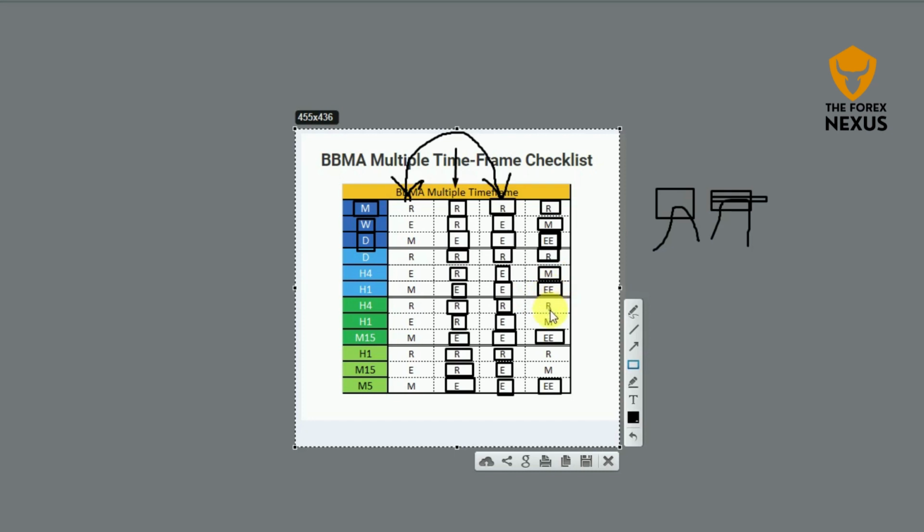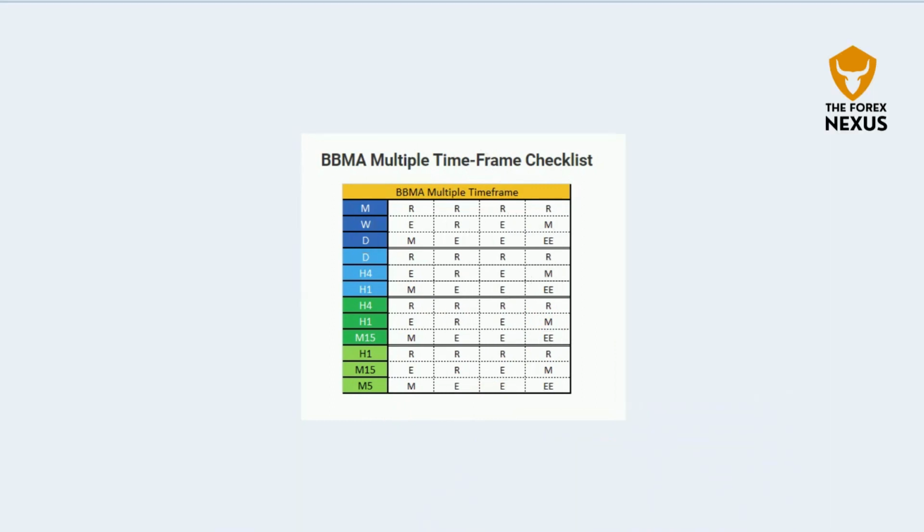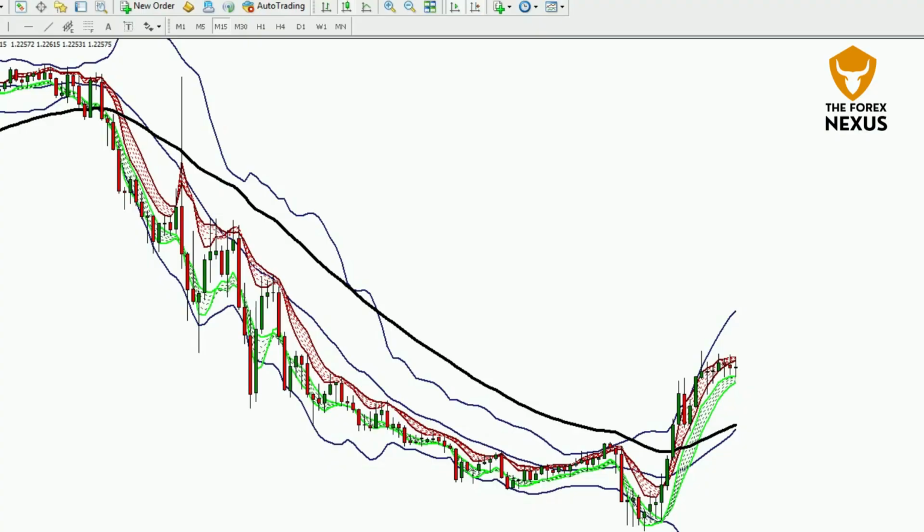Number 3 is H4 time frame re-entry, extreme MHV on the H1 time frame, and double extreme on the third time frame. So this is the BBMA full code, you can see here. And now let's go back to the chart.